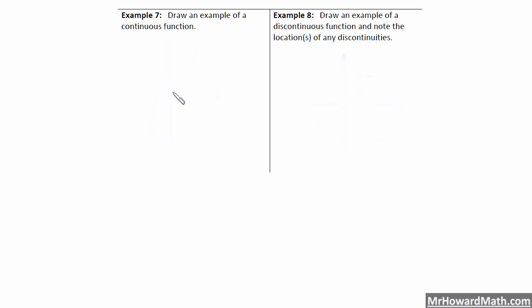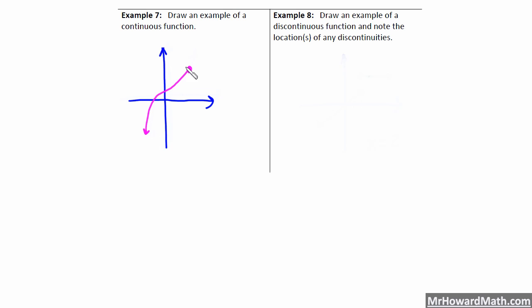Here we have the last two examples. Example 7 says, draw an example of a continuous function. So I'm going to draw a coordinate plane here. It really doesn't matter how I draw it. I'm going to draw it like this with a terminating dot here and an arrow like this. So this would be continuous because I do not have to pick up my pencil to draw this function.